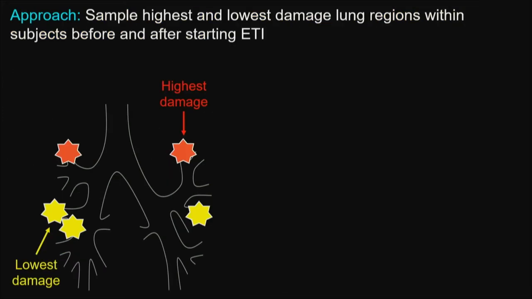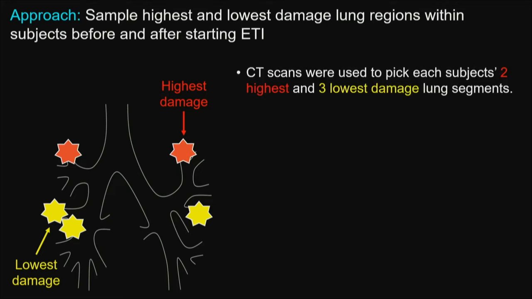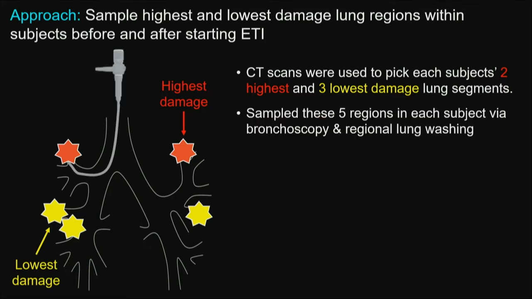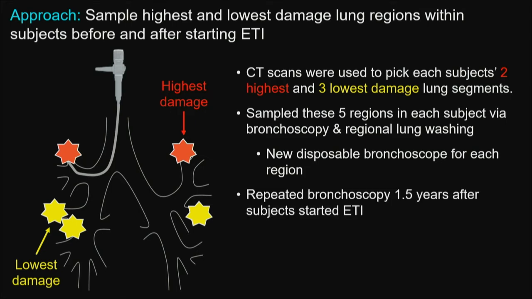In this study, we sampled the highest and lowest damaged lung regions before and after subjects started ETI. We used CT scans to pick each subject's two highest and three lowest damaged lung segments and sampled these five regions using bronchoscopy and regional lung washing. We also used a new disposable bronchoscope for each region to try and limit cross-contamination between the different regions. And we repeated bronchoscopy a year and a half after the subject started ETI. And finally, we were able to study 9 adults with chronic Pseudomonas lung infections.